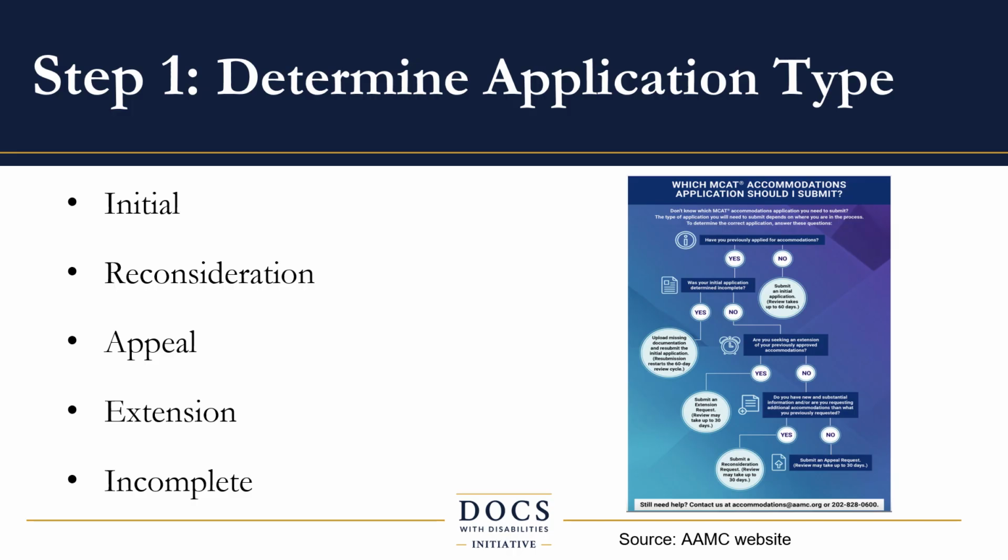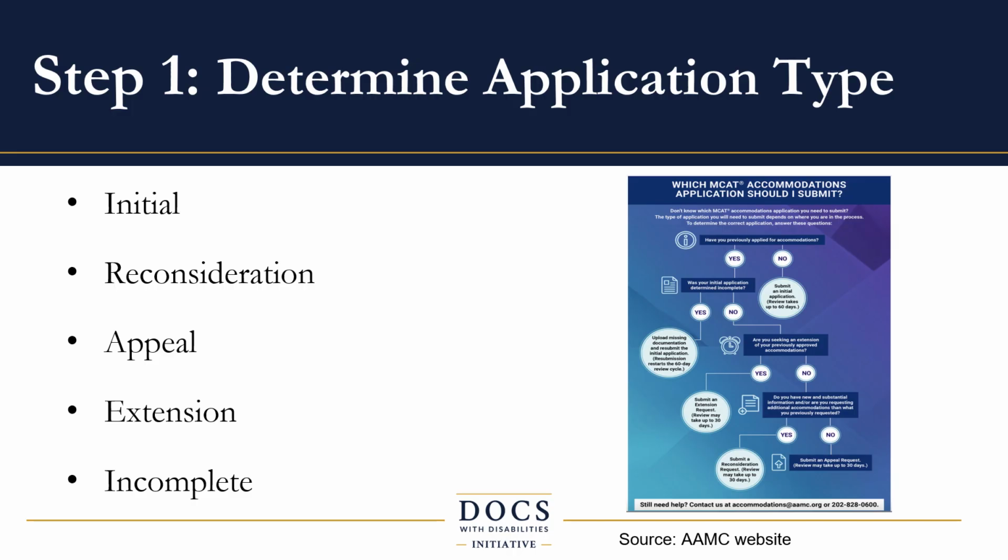You must provide new and substantial information for reconsideration eligibility, such as updated testing, a letter from your treating physician, or prior testing accommodations from your undergraduate program, SAT or ACT, etc. An appeal request is a one-time request to have your application re-reviewed without providing new or substantially different documentation.